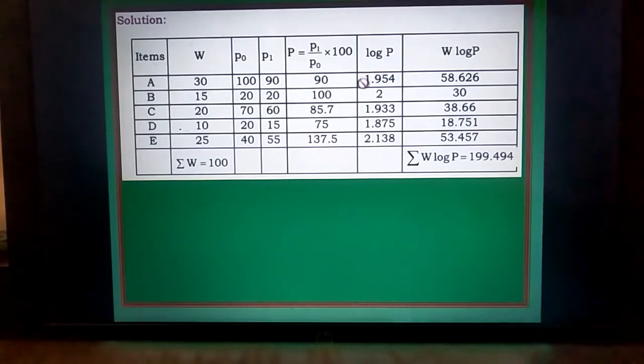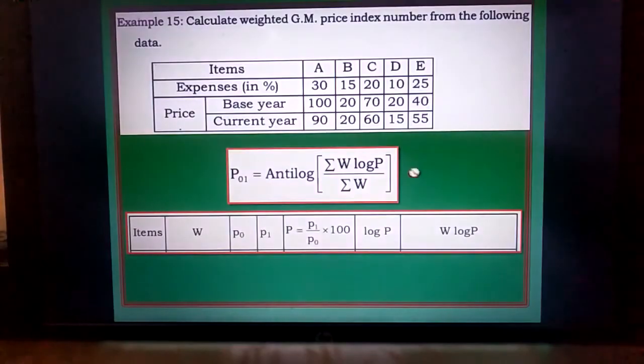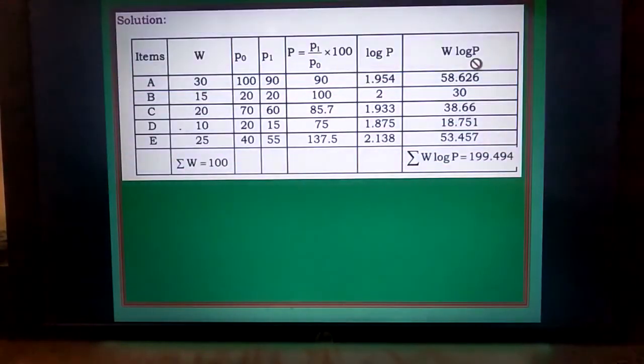And after that, based on the formula, we wanted logarithm of P. So all these log values have to be calculated, and those are written over here. You're already familiar with calculation of logarithm of any values given. And after that, W log P was required. We have seen already in the previous slide, W log P was required. So those W log P values are here, and the weight W is also here.